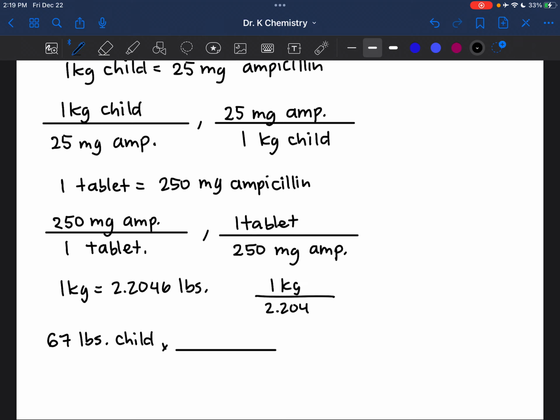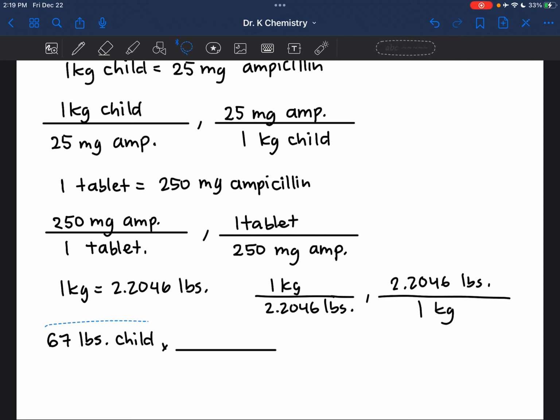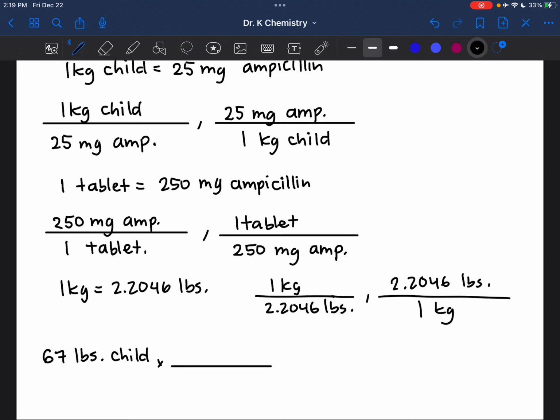And just like any other equality, you can turn that into a conversion factor. You could put the kilograms in the numerator and the pounds in the denominator, or you could turn that upside down and put the pounds in the numerator and the kilograms in the denominator. Okay, so that took care of that missing component.